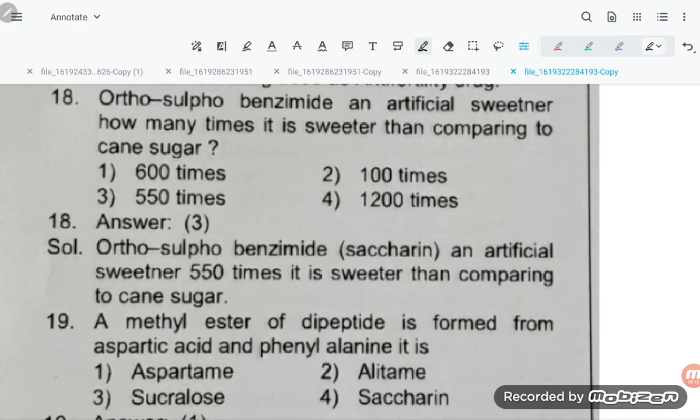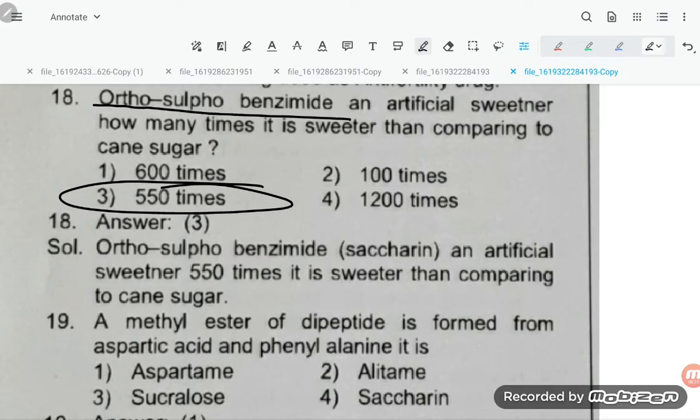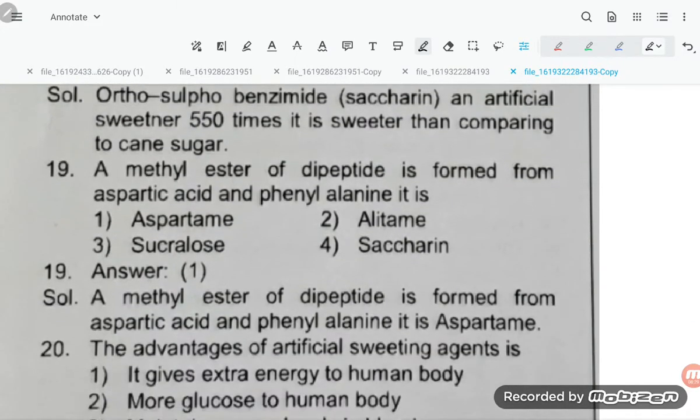Ortho-sulfobenzamide is an artificial sweetener. How many times is it sweeter compared to cane sugar? It is 550 times. Ortho-sulfobenzamide is much sweeter than cane sugar.